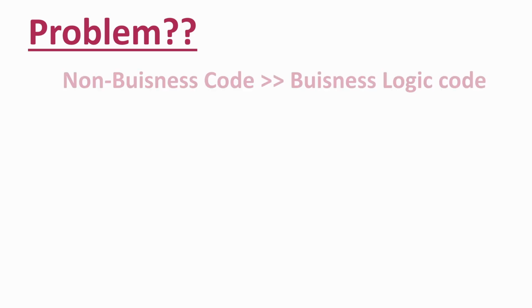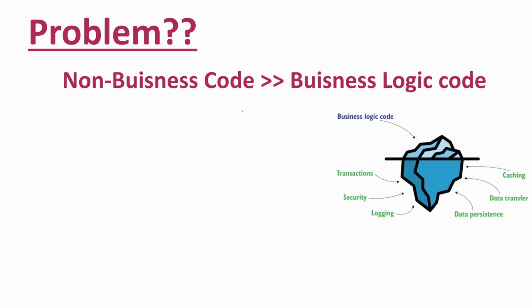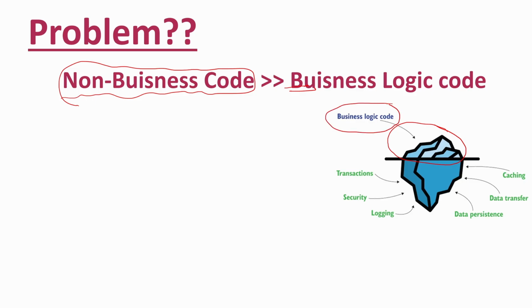So what is the problem in this? First, you can observe that the non-business logic code is much greater than the business requirement code. You can imagine it as the tip of the iceberg. This part is the business logic code, only the business logic code, and the non-business logic code is much larger and greater than the business logic code.